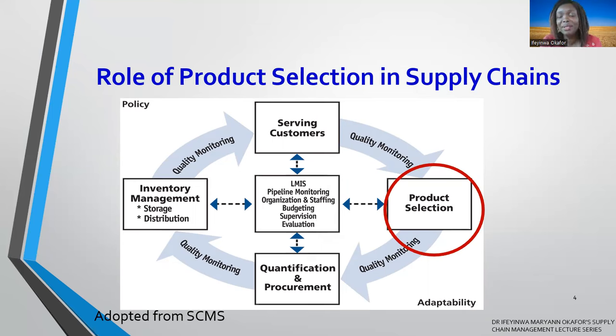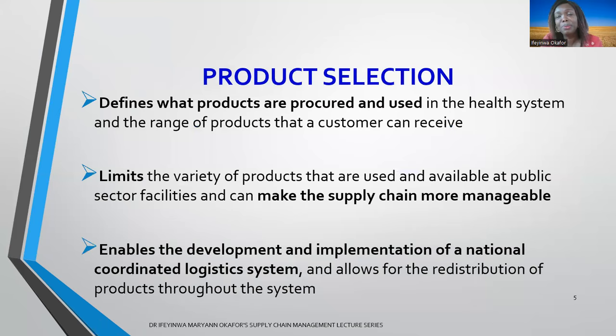At the heart of it is the logistic management information system. As you were taught in the previous lecture, we have serving our customer at the top, meeting our customer needs. That is the core of the logistics cycle. And then we have product selection, and immediately after that, we have quantification and procurement. Remember, at every stage of the logistics cycle, there is what? Quality monitoring.